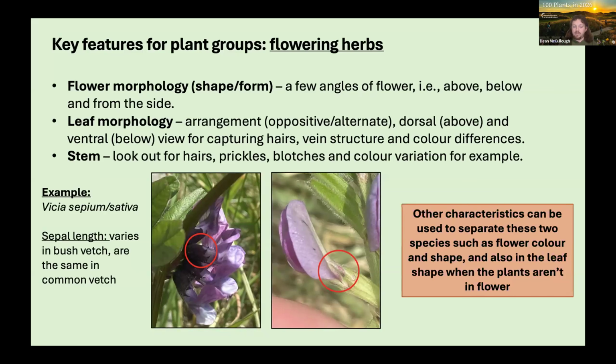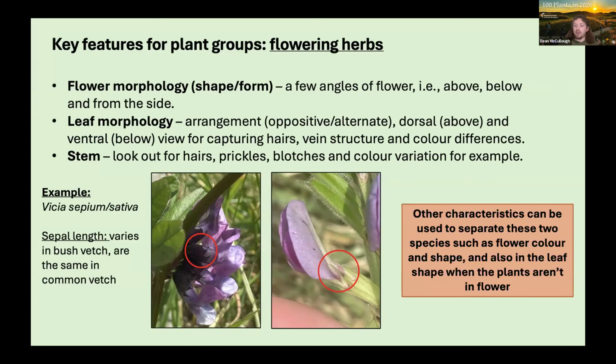So here's an example: Vicia sepium or sativa, which is the bush vetch and the common vetch. We look at the sepal lengths, and sepals are just the leafy structures that protect the flower as it develops. They vary in length in bush vetch. So you can see on the left, hopefully, how the dark purple sepals are upturned and they vary in length. On the right, you have common vetch, Vicia sativa, and they're all straight and the same length. So you have this dichotomy between the two species.